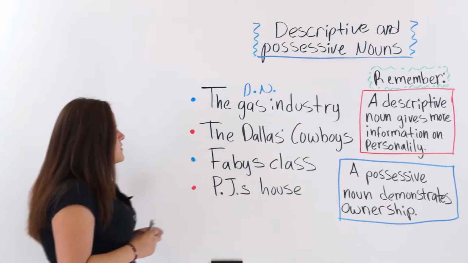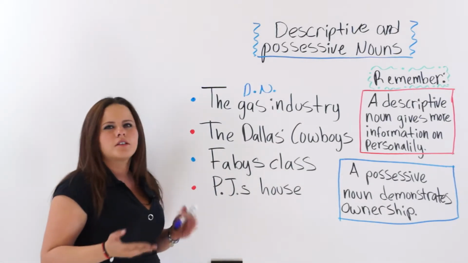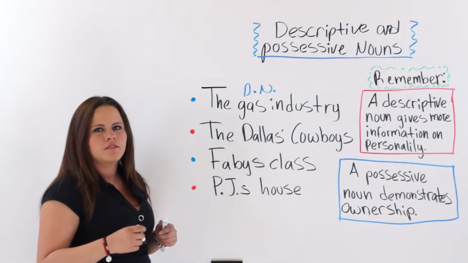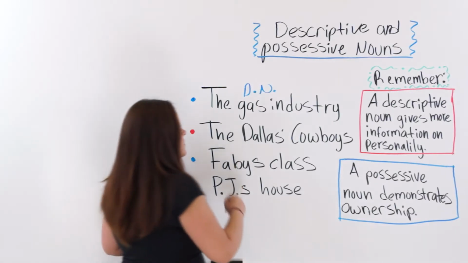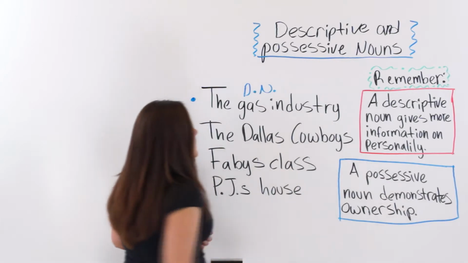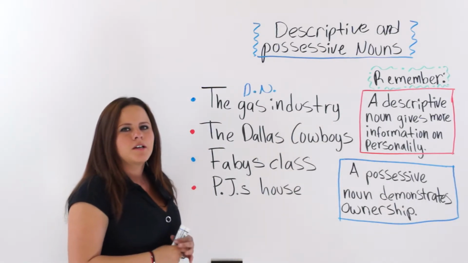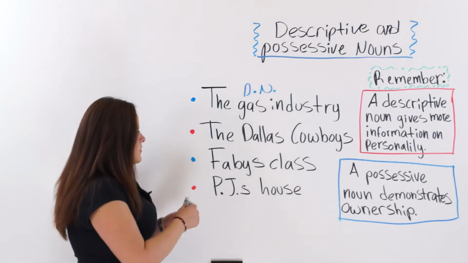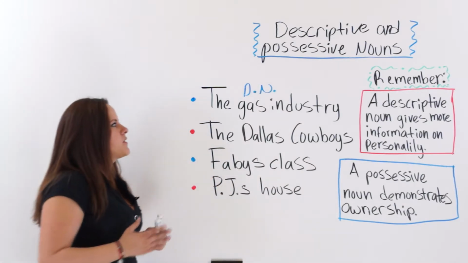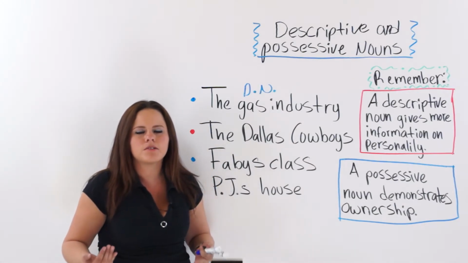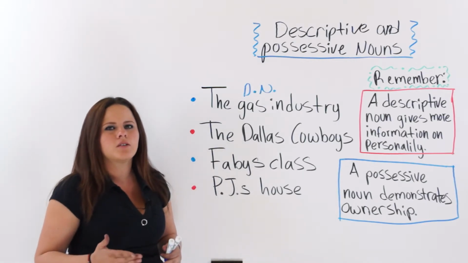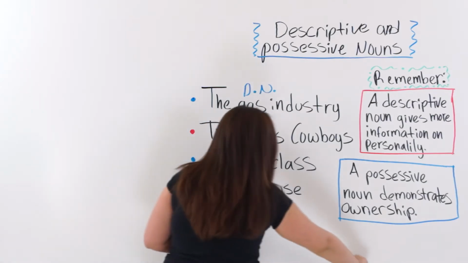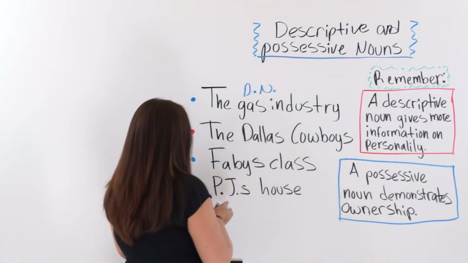The next one says the Dallas' Cowboys. The Cowboys belong to the Dallas. Do you think that's okay? No, it is not. This is also a descriptive noun. The Dallas Cowboys, not the Dallas' Cowboys. But still, that is a very common mistake that people make. So the only thing we did here was take away the apostrophe, because remember that descriptive nouns will never need or use an apostrophe. So this is also a descriptive noun.